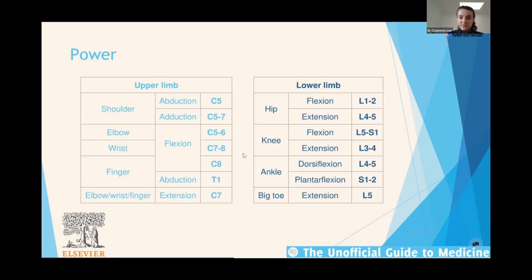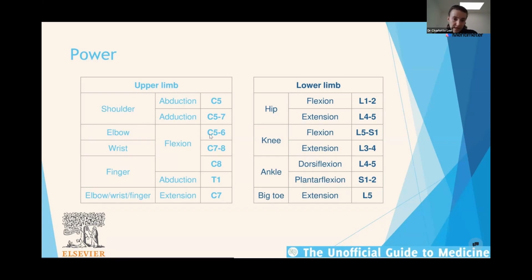I'll just put this slide here for a little while. I won't go through all of these, but just be aware of your myotomes. Again, different sources show things slightly differently, but generally they're fairly similar. If it says, for example, for elbow flexion C5 to 6, some places might say C5 alone, some places might say C6 as the primary one.